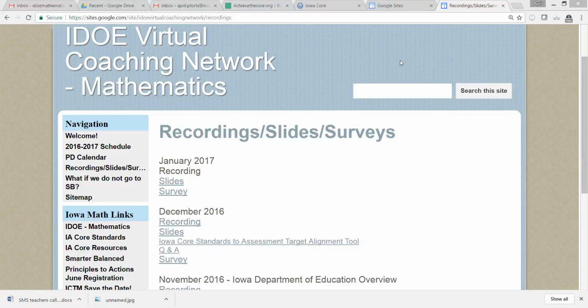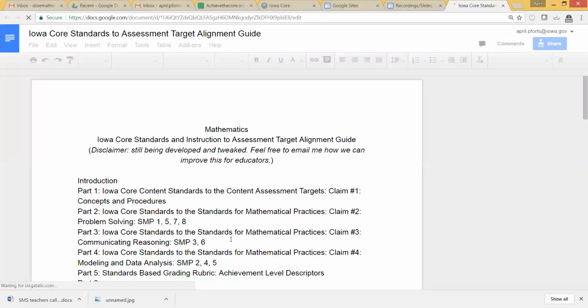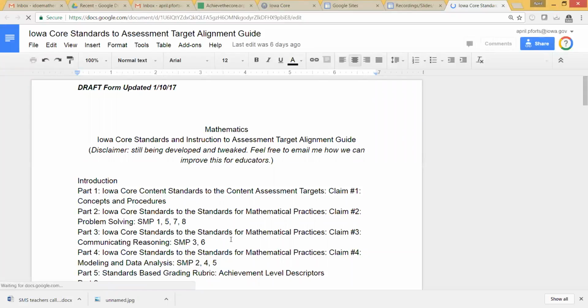Before we get started, something I want to share with you is the Iowa Core Standards to Assessment Target Alignment tool, and this is going to help you to understand the resources that we have on the Iowa Core website under the summative assessment.